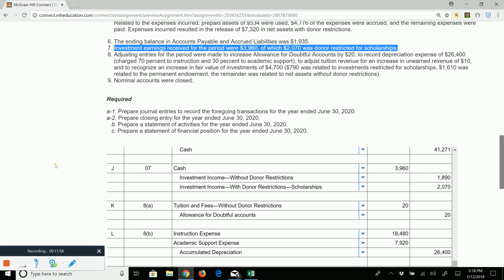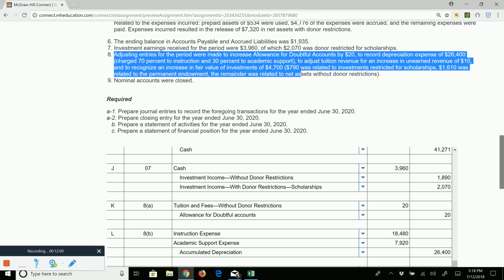All right, number 8. Number 8 is really all the adjusting entries at the end of the period. We have multiple journal entries here. Let's go through them one by one. So the first one is increasing the allowance for doubtful accounts by $20.